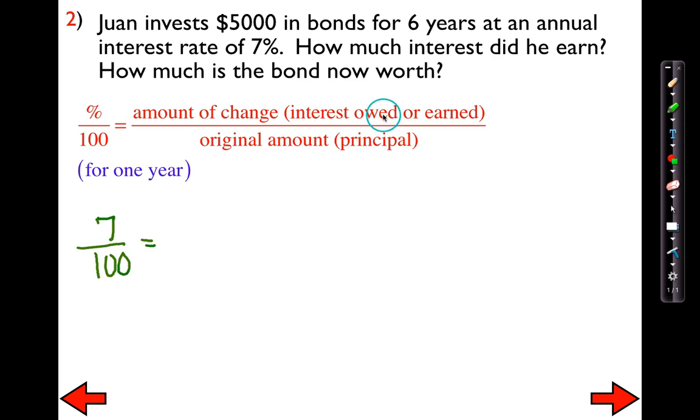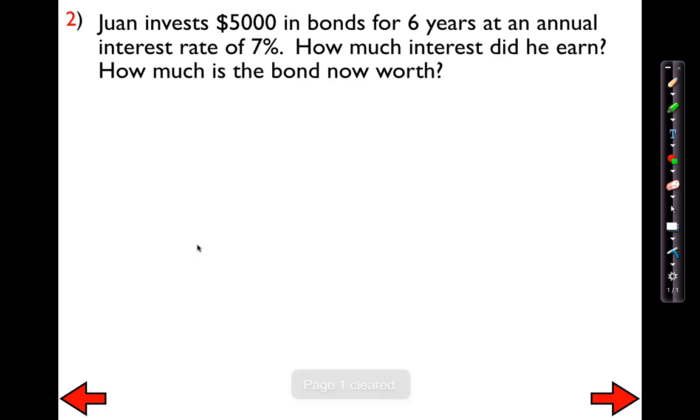I don't know the interest at the moment, but I do know the principal, which is the original amount, which is $5,000. So this is how you would set it up as a proportion. But as you may know, I do want to stress the equation more than the proportion. So how do we set up this one?